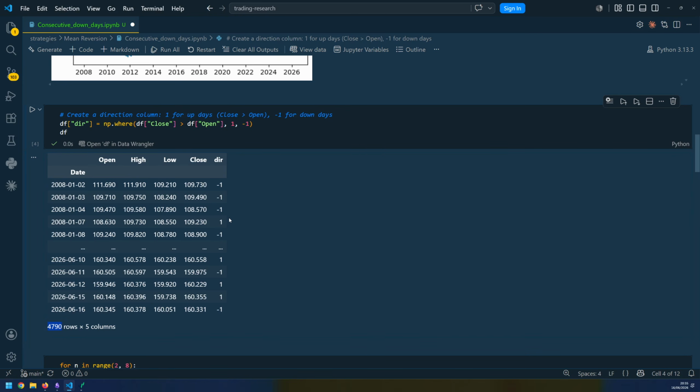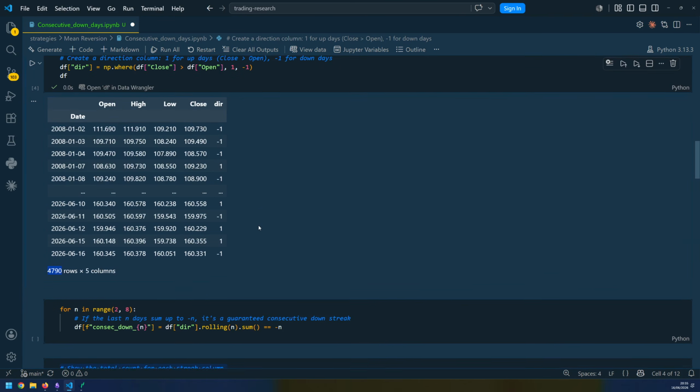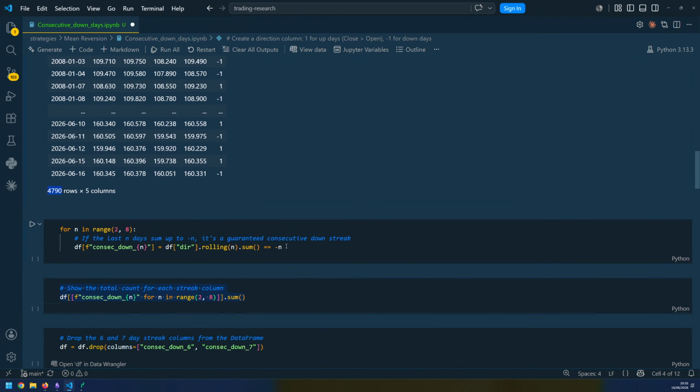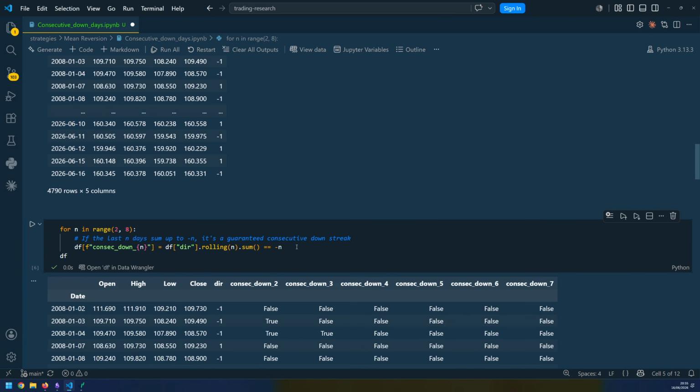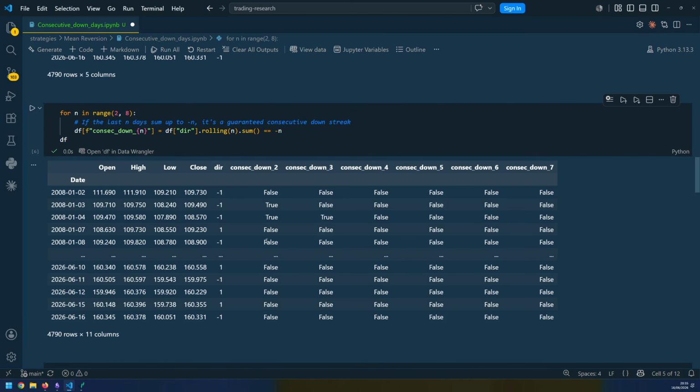Now that just gives me the individual day. So what I want to do next is look at the streaks. So how many of those I get in a row. So this block of code will add additional columns. And if I just type df at the bottom, I can now see my updated data frame. And this effectively turns into a matrix of signals. So I have my different patterns, consecutive 2, consecutive 3, consecutive 4, and so on.